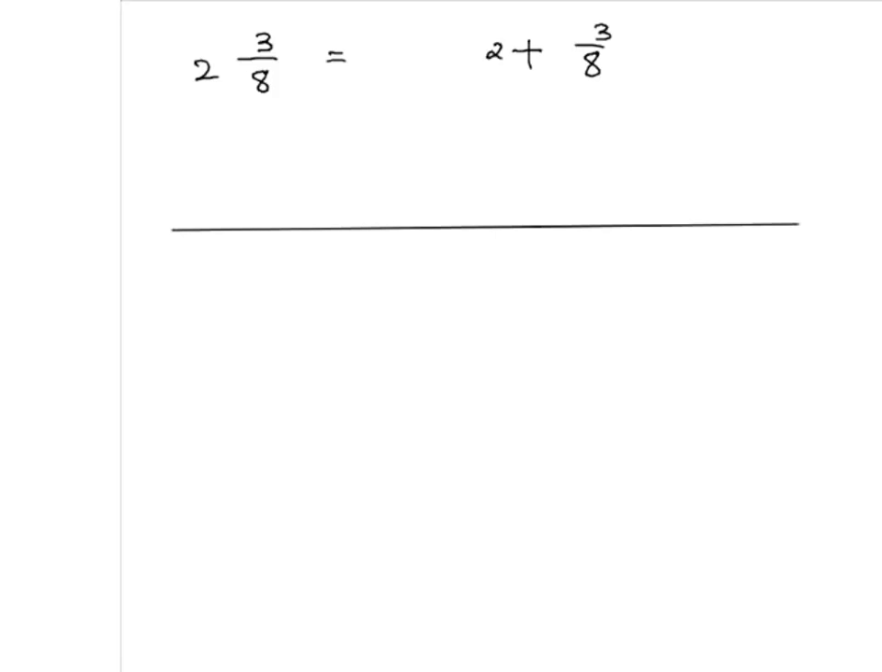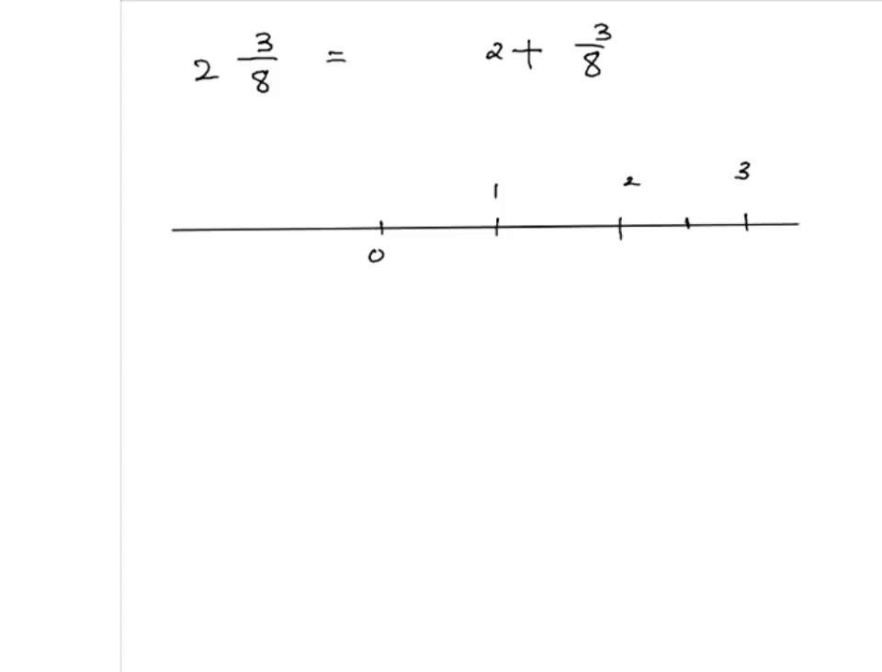Now, how would you mark something like 2, 3 by 8? 2, 3 by 8 is basically a way of writing 2 plus 3 by 8. They are identical. So how would I mark it? Suppose this is 0, this is 1, this is 2, this is 3. I know I want more than 2. So obviously I will come up to this point. Then I'm searching for 3 by 8. I will divide this line segment into 8 pieces.